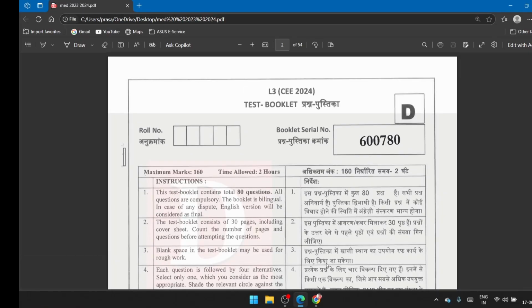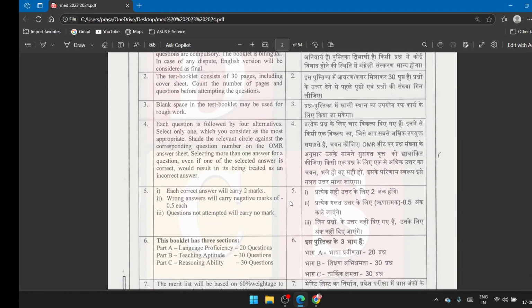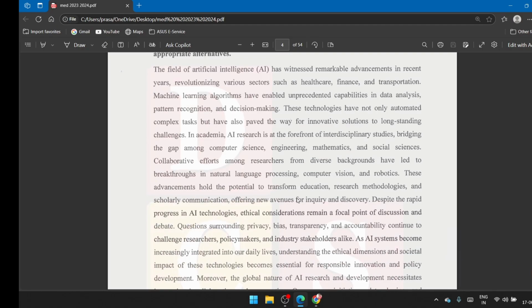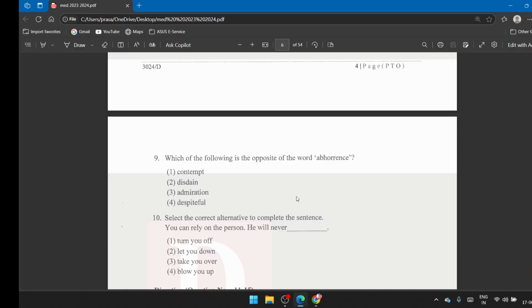So, this is the 2024 question. We will go to the reasoning section. Questions 51 to 80 are from the reasoning section. Okay. We will directly go to the question.